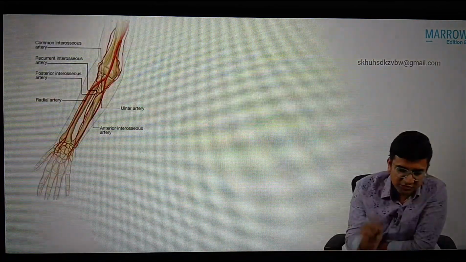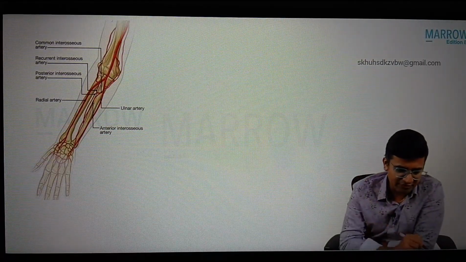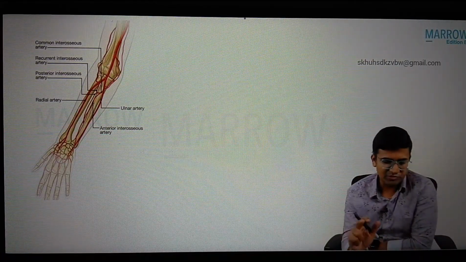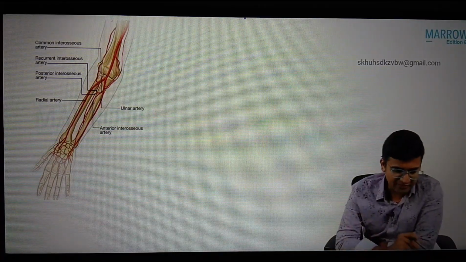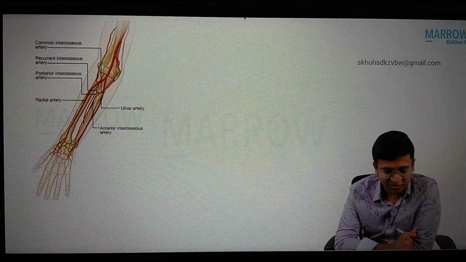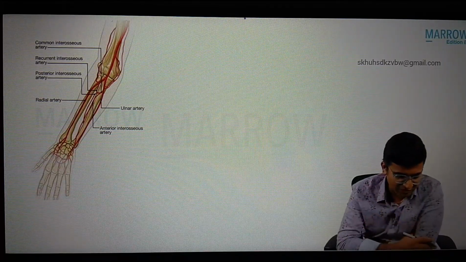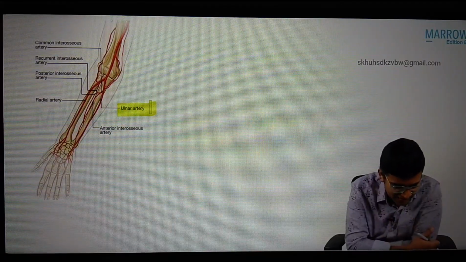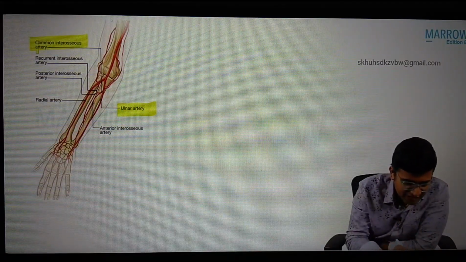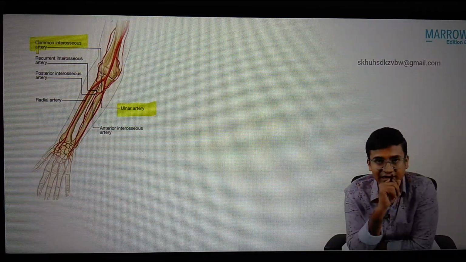Fine. So that's all about the brachial artery. Just to know the branches and the applied, that is enough. Next, we're going to discuss the radial artery and ulnar artery. They are the terminal divisions of brachial artery, formed at the level of neck of radius. Certain important branches you have to remember. See the ulnar artery. Ulnar artery gives the common interosseous artery.